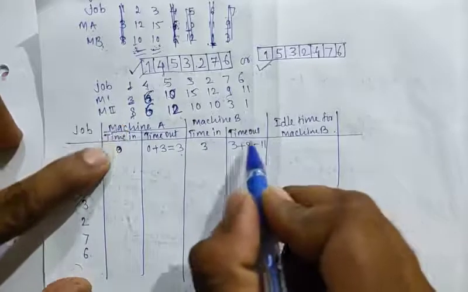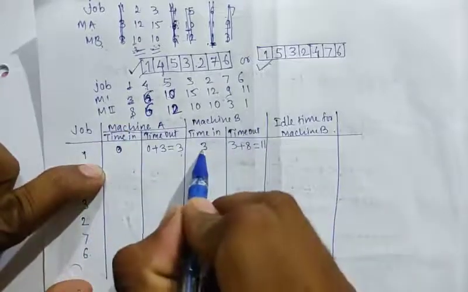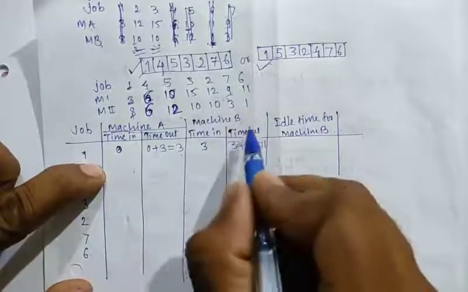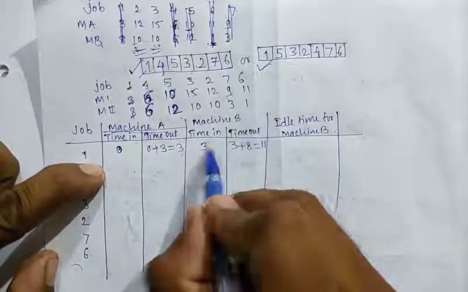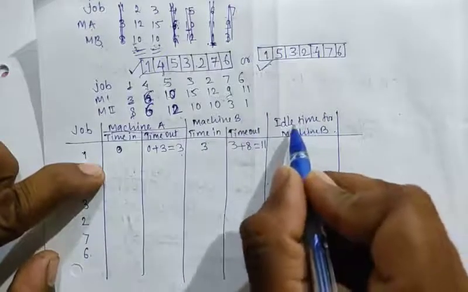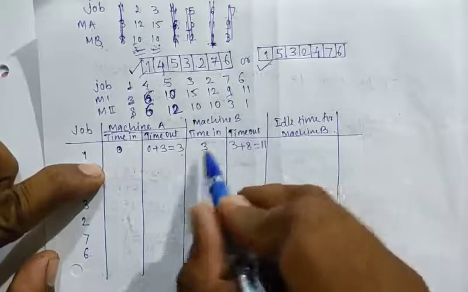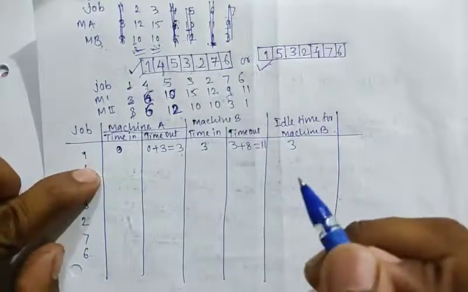Okay, so idle time is 0 to 3. So after 3 hours the second machine started, right? So idle time means how much time machine B stopped? So total 3 hours, which is 3.